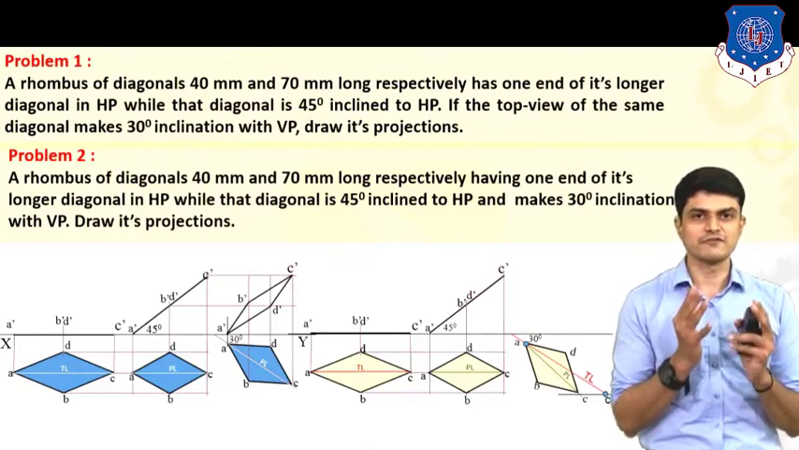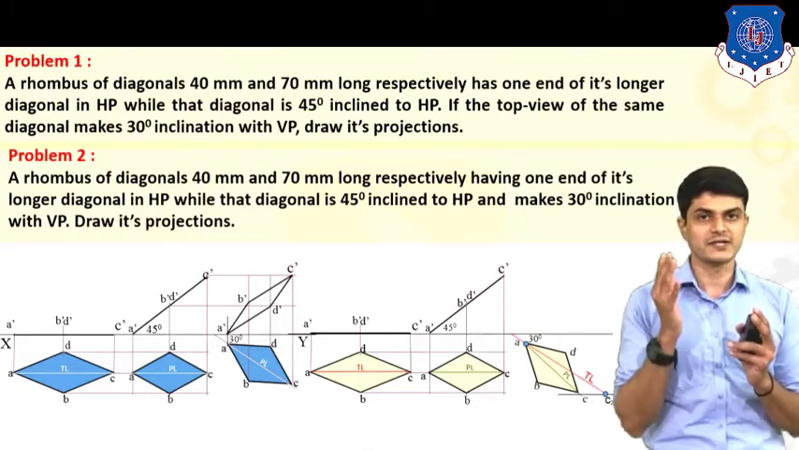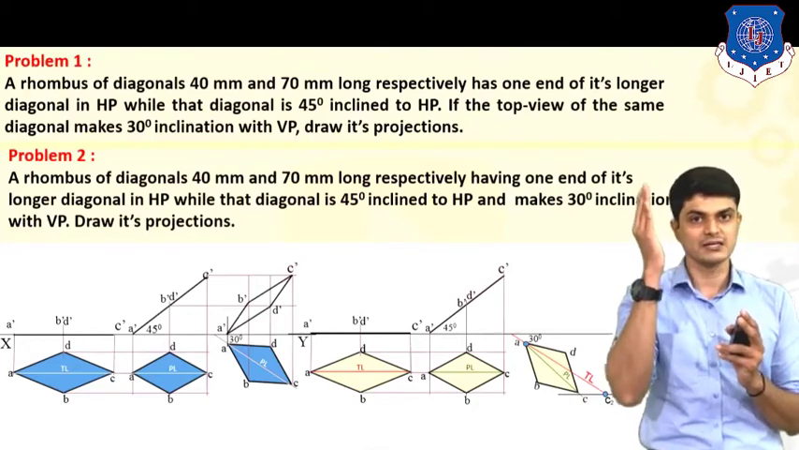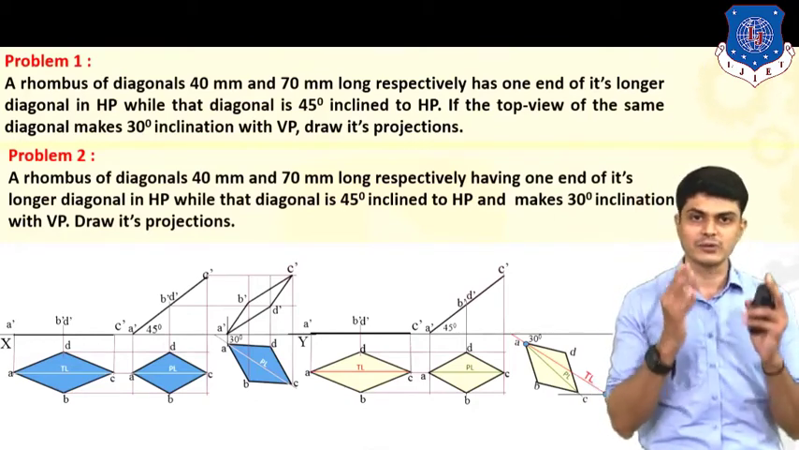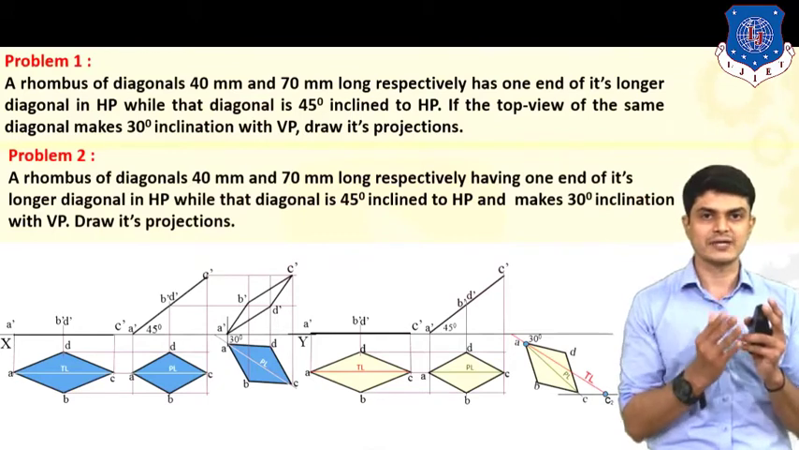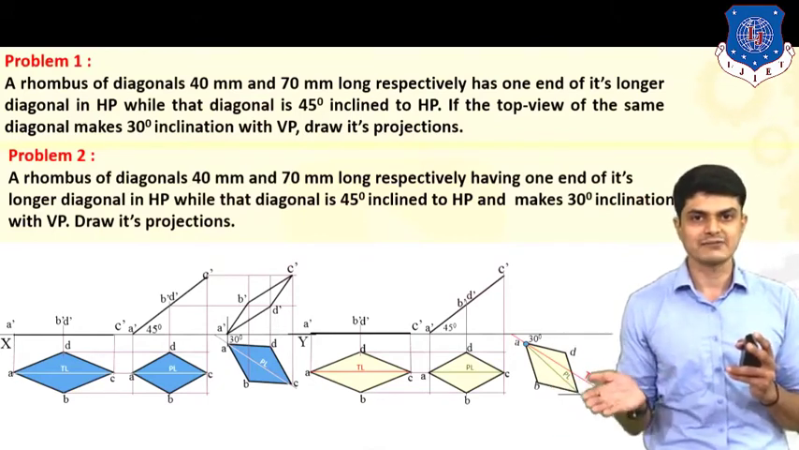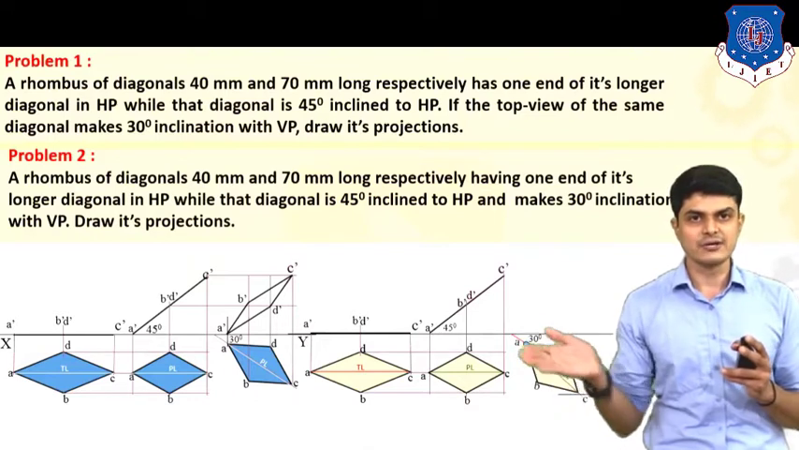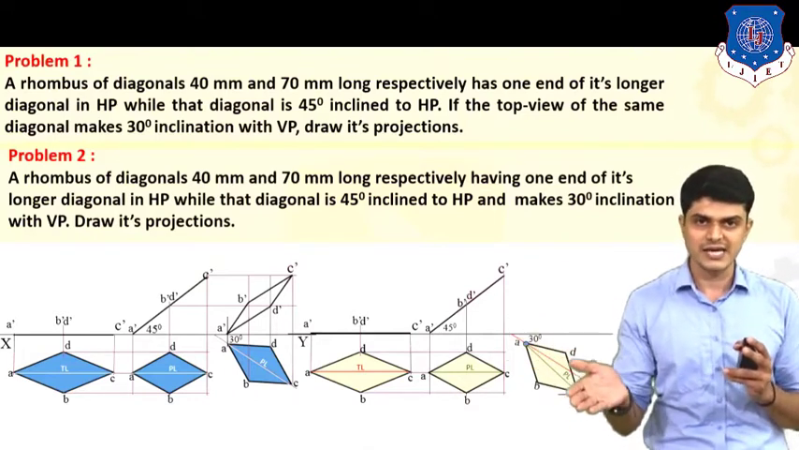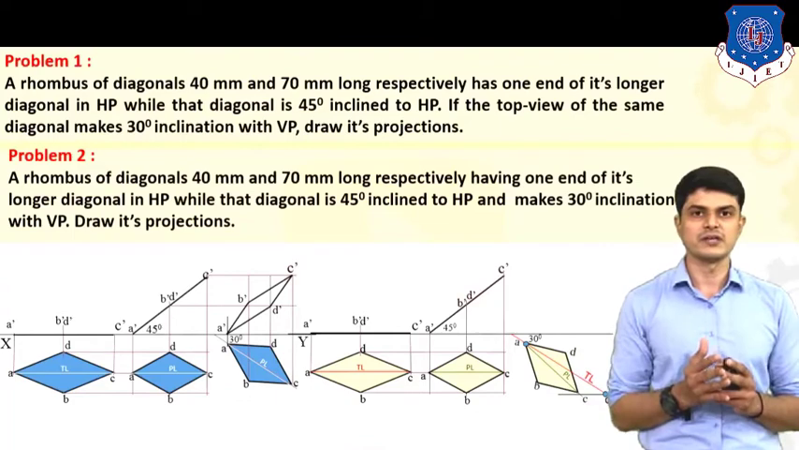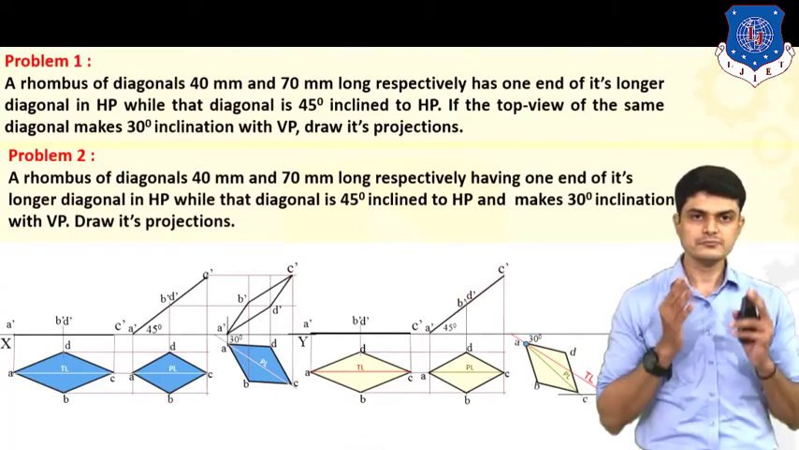So try to get the difference between the two. In the first example we are talking about the top view of the diagonal, but in this case we are talking about the actual diagonal. That's why I have taken the actual diagonal first, then I have drawn one locus, and then I have generated the plan length in order to redraw this figure into the third stage, and then we can draw the figure into the third stage.